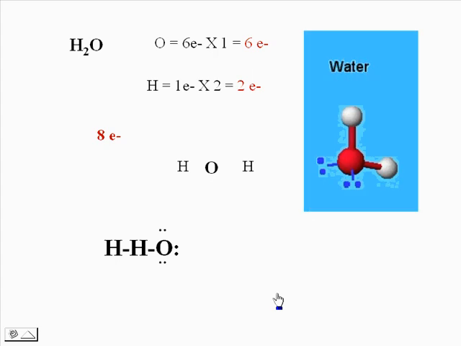Here is the VSEPR, or the 3D representation of water. Oxygen's in the middle. It is connected to the 2 hydrogens. The 2 pairs of electrons that surround oxygen are on the outside there.